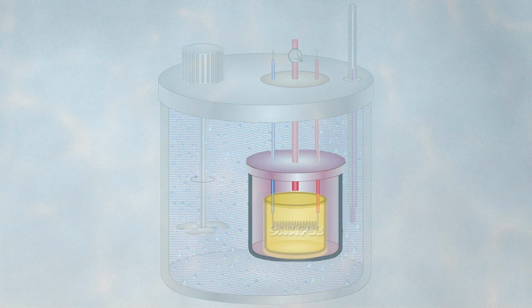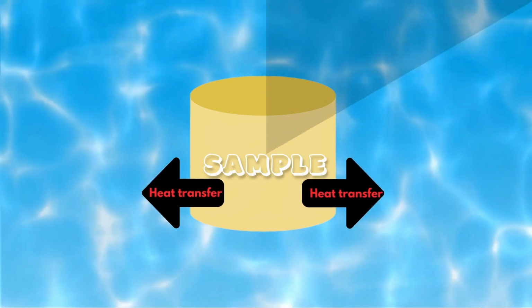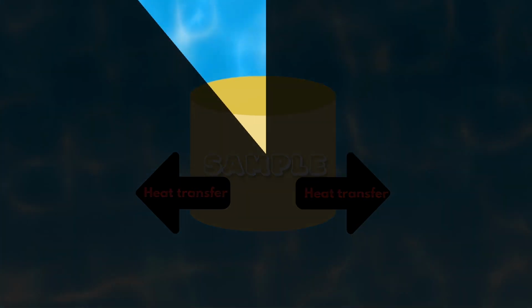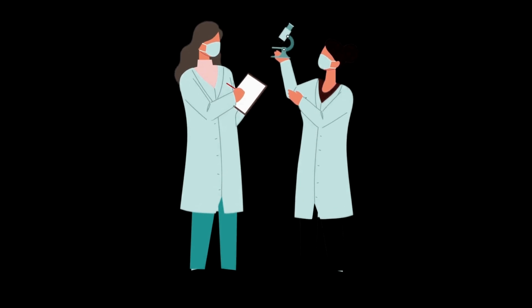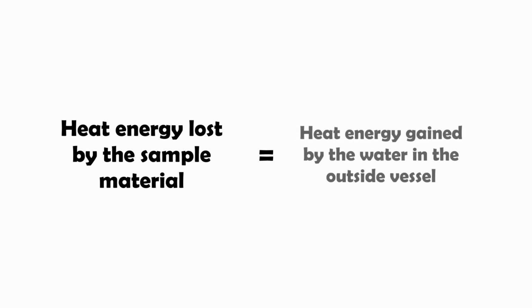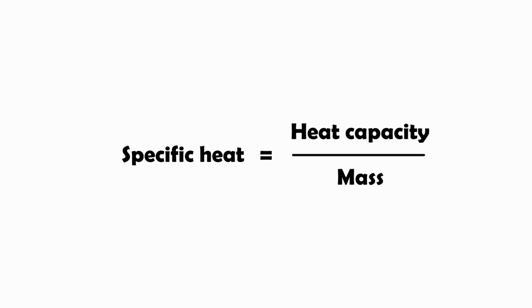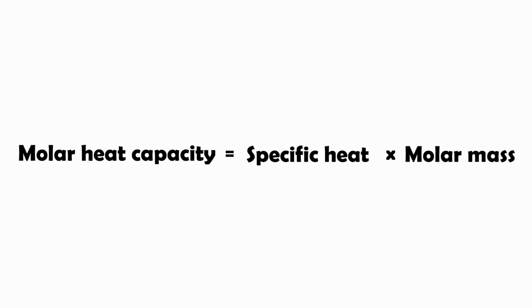As the temperature of the sample rises above the temperature of the outside water, heat transfer between the two objects begins. After some amount of time, the electric flow is turned off, and the final temperature of the water and the sample are measured. The heat energy lost by the sample material will be equal to the heat gained by the water in the outside vessel. Once the substance's specific heat is found by plugging in the values to the relevant equations, multiplying the specific heat by its molar mass will provide you with the molar heat capacity of the substance.